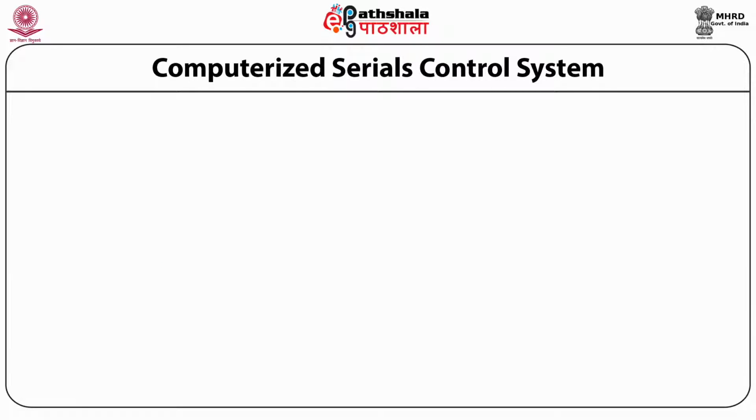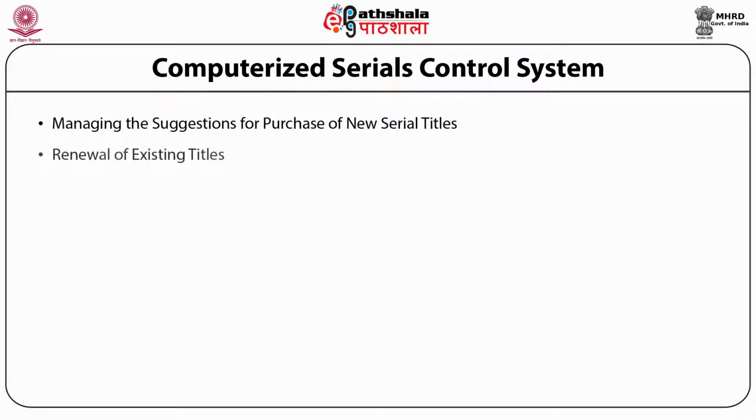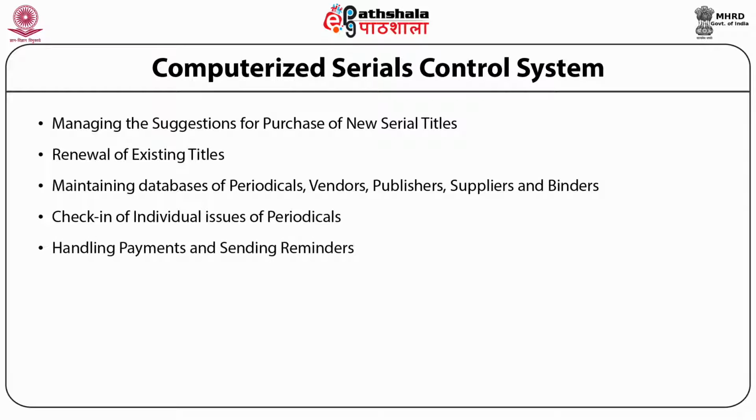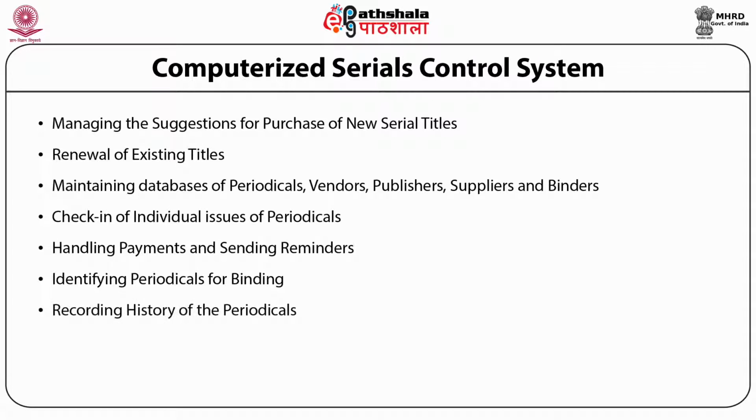Computerized serial control system takes care of most of the functions of periodical section, such as managing the suggestions for purchase of new serial titles, renewal of existing titles, maintaining database of periodicals, vendors, publishers, suppliers and binders, checking in of individual issues of periodicals, handling payment and sending reminders, identifying periodicals for binding, recording history of the periodical, and cataloging of even electronic journals as well.